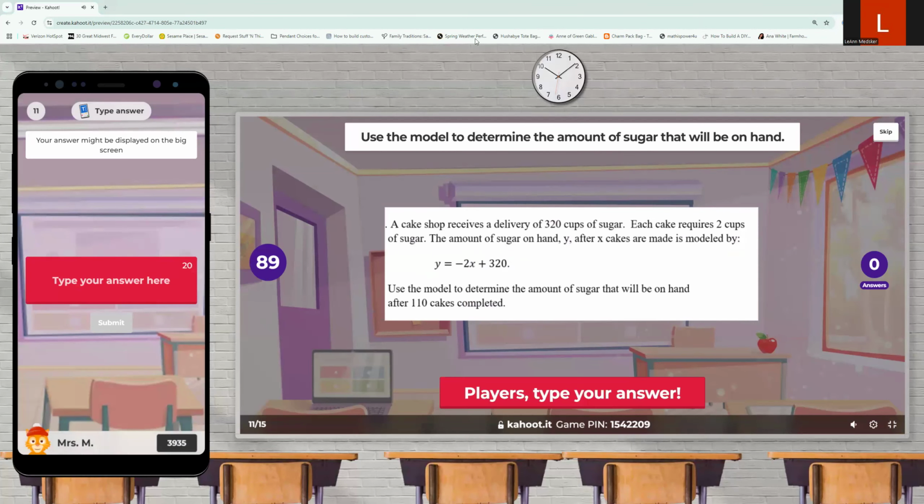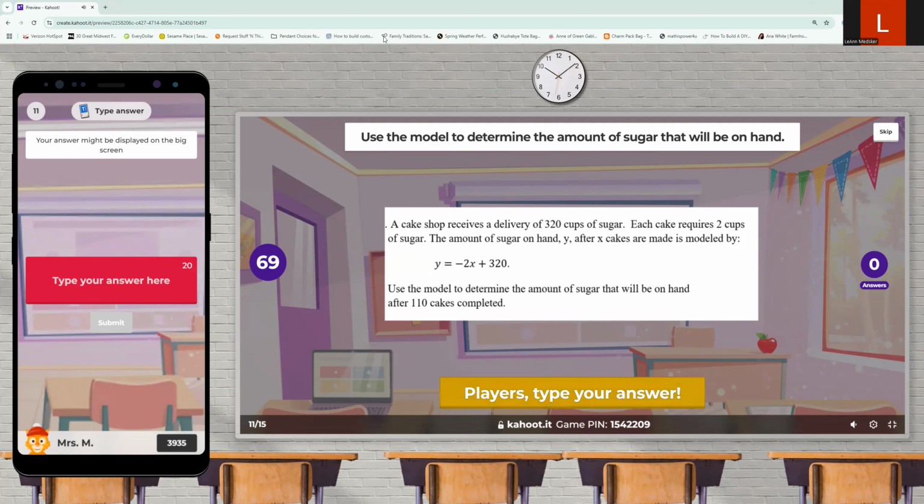All right, so I'm finishing up those last few problems that we had left on our 3A3 notes. So this is the first Kahoot one. It says a cake shop receives a delivery of 320 cups of sugar. Each cake requires 2 cups of sugar. The amount of sugar on hand after X cakes is modeled by this.